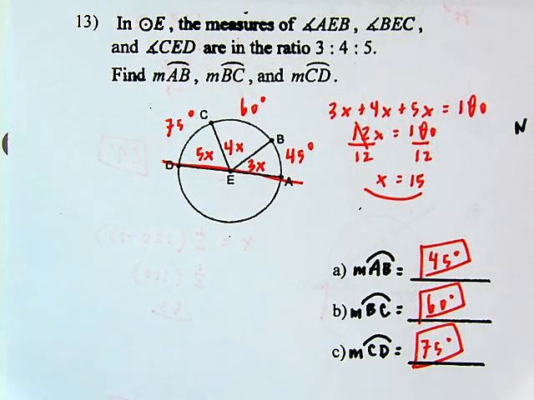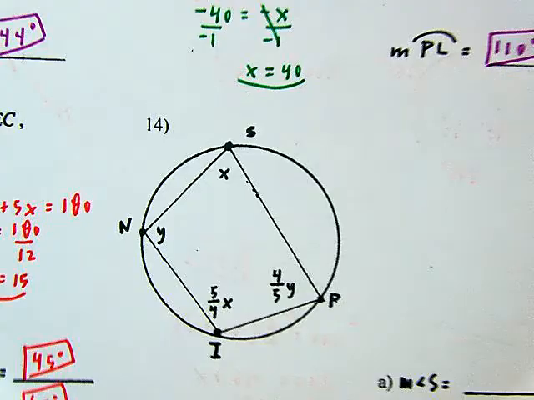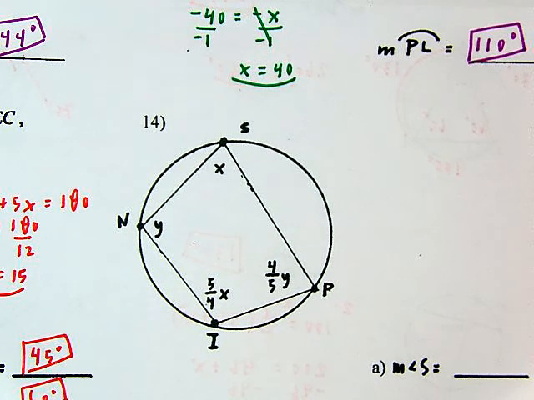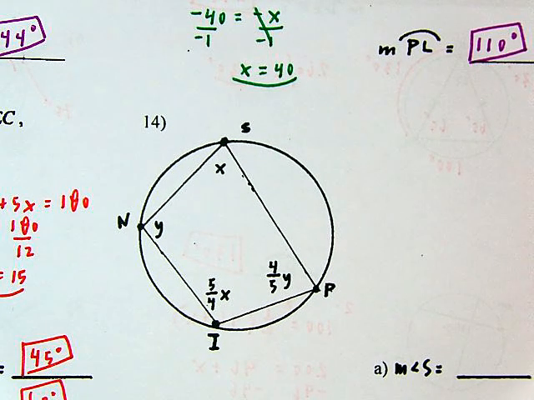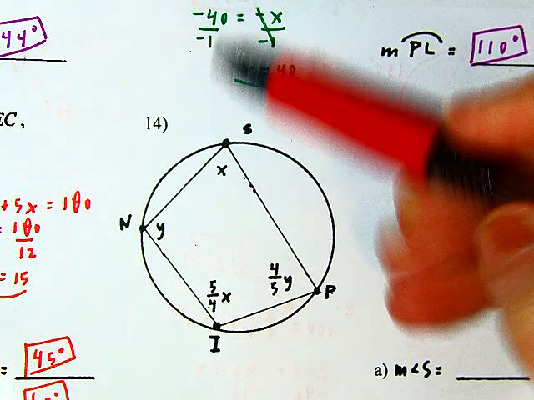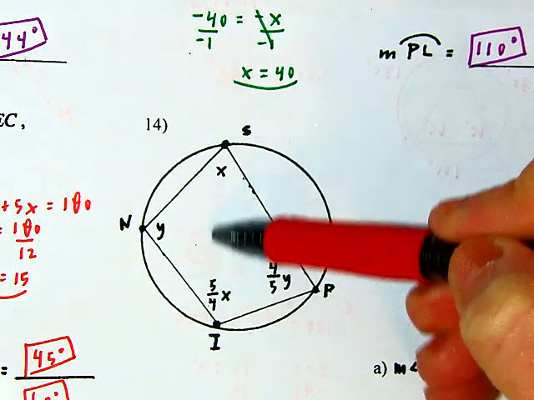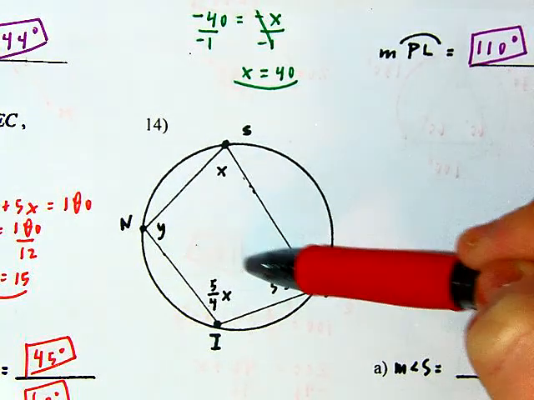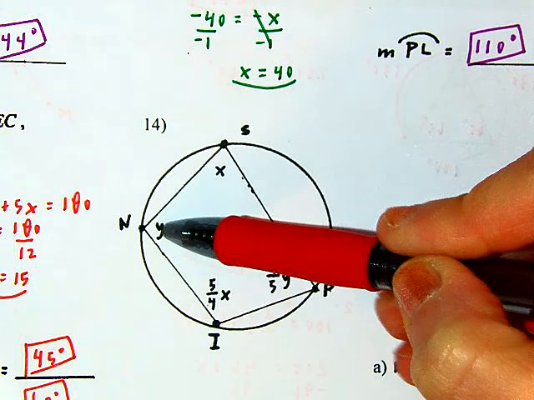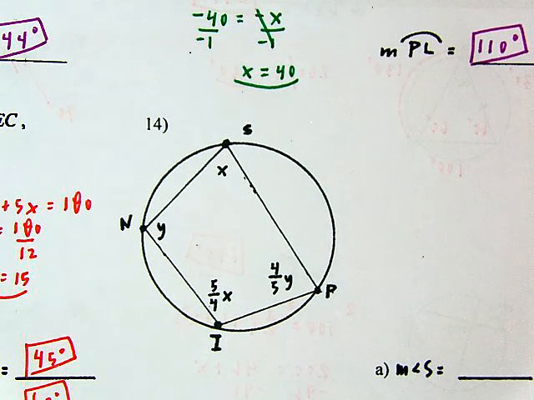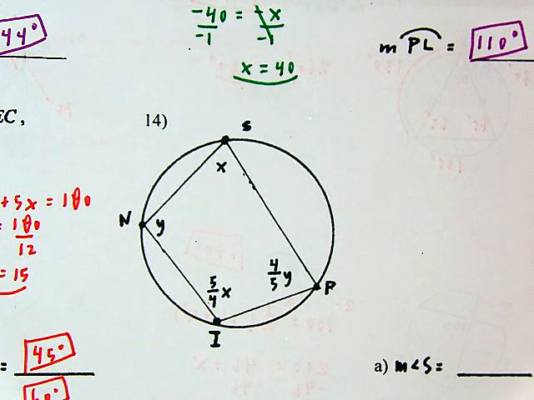All right, moving over to 14, last one. Here we are given an inscribed quadrilateral. And we should remember that our angles that are in opposite positions, such as these right here, need to add to 180. And so do these right here, they need to add to 180. So let's start with that. Let's solve for x, and then let's solve for y.